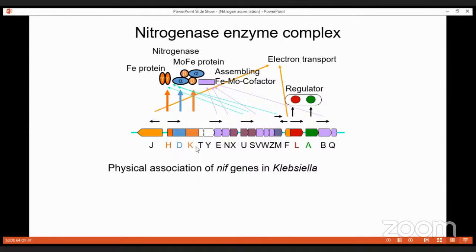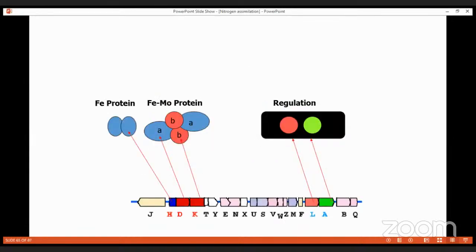Others important are the H, D, K only. H is responsible for the first subunit, D and K are responsible for the second subunit synthesis. Okay, just remember this. L and A are the regulators. H, D and K are responsible. H is for the first subunit, the Fe-S subunit. Then D and K are responsible for MoFe protein synthesis, the alpha and beta groups. This is basically what this figure is also describing.